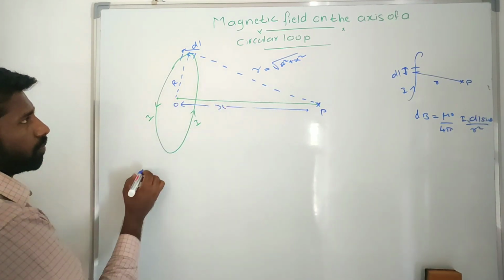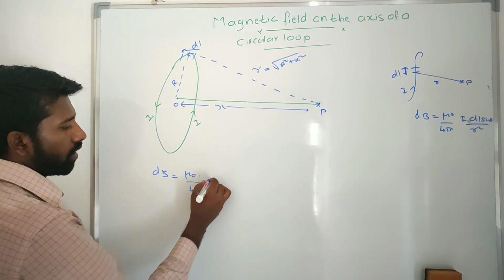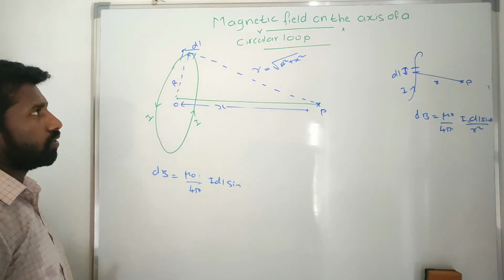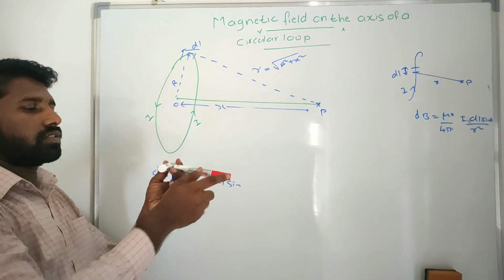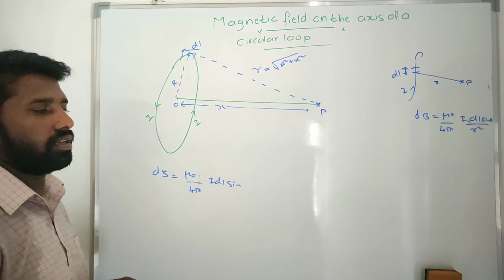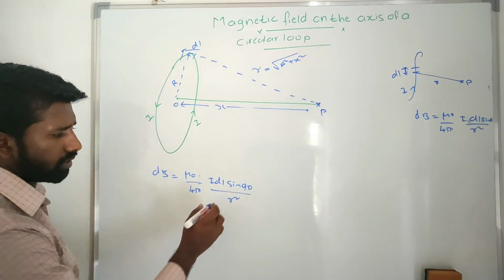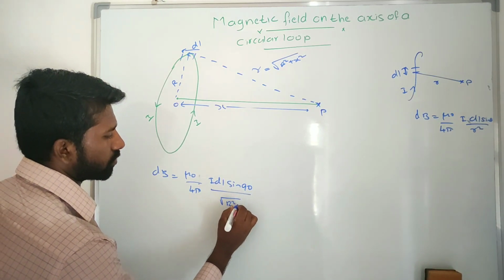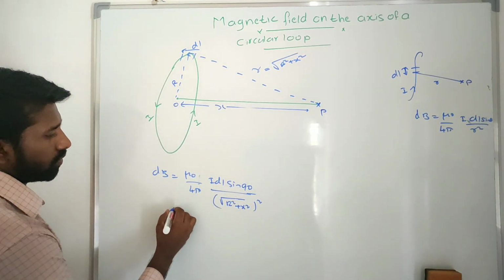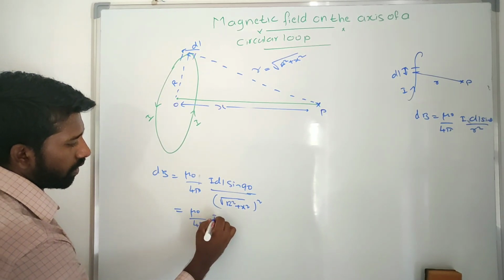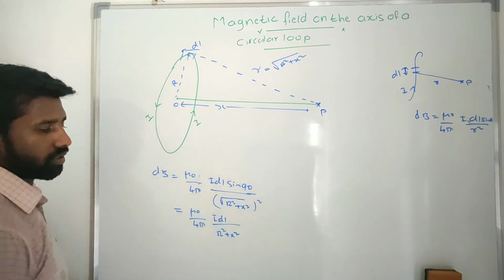The magnetic field at the point P due to this dl is dB equal to mu 0 divided by 4 pi, i dl, sin of the angle, divided by r square. You see here the dl is in this direction and the r is like this. What about this angle? This angle is 90. So it is sin 90 divided by this distance squared. What is this r value? The r value is the square root of r square plus x square, all squared. Clear? So what you will get is mu 0 divided by 4 pi, i dl, sin 90 which is 1, divided by r square plus x square, since the square root and the square cancel.